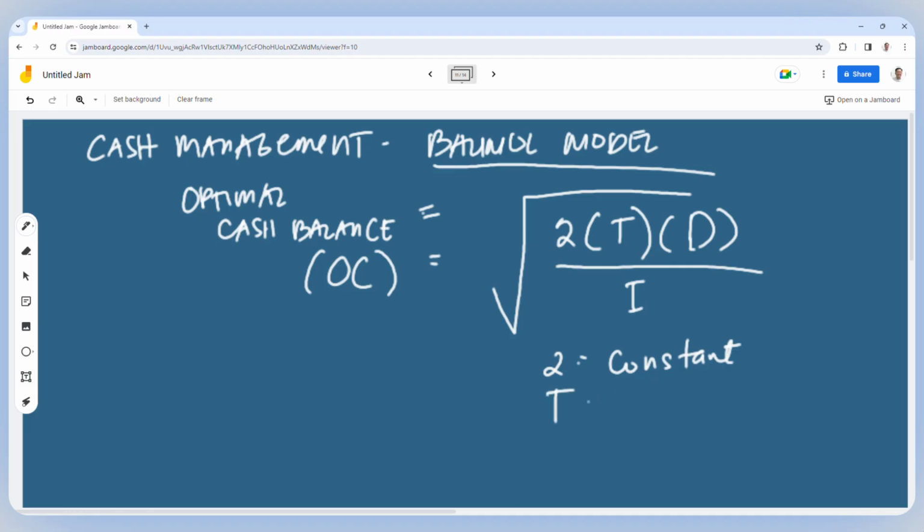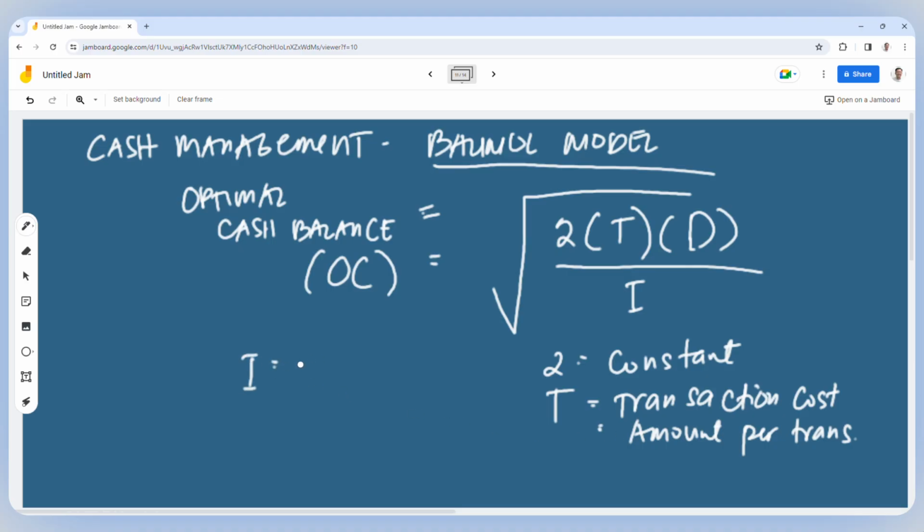Ano yung T? T here is the transaction cost. Alright? Transaction cost, which is the amount per transactions, no? Okay, ano pa? Ano yung I? I here is the interest rate. Alright, interest rate on the borrowing.